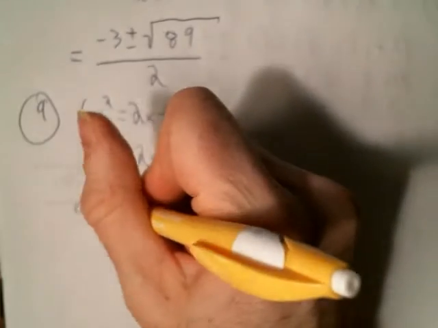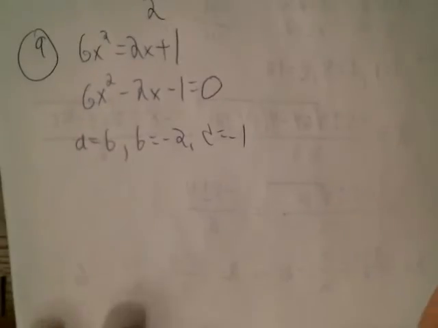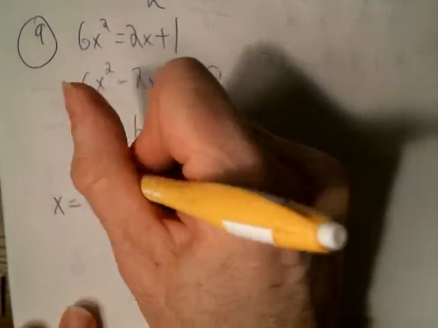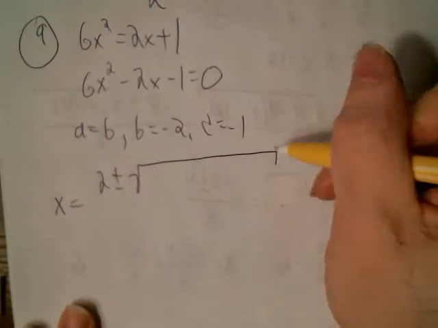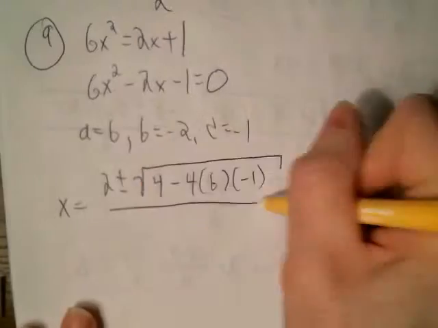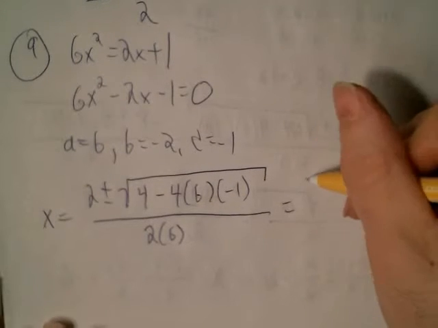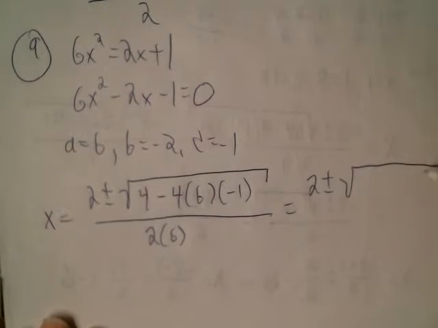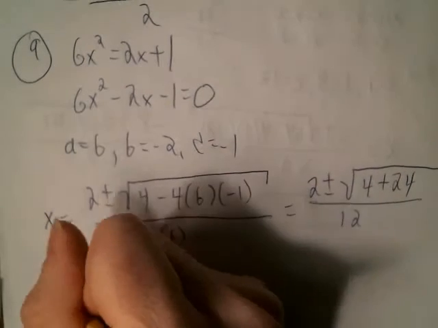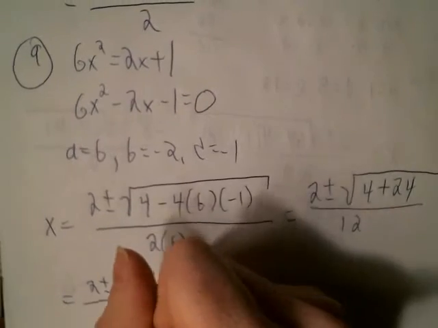Anyways, here the A value is 6, the B value is negative 2, the C value is negative 1. I'll plop it into my quadratic. So x is equal to negative b, negative negative 2 is 2, plus or minus the square root of negative 2 squared is 4, minus 4 times a times c. And then that's all over 2 times a. And then we'll simplify. So I have 2 plus or minus square root of 4 plus 24 all over 12. That'll be 2 plus or minus square root of 28 all over 12.